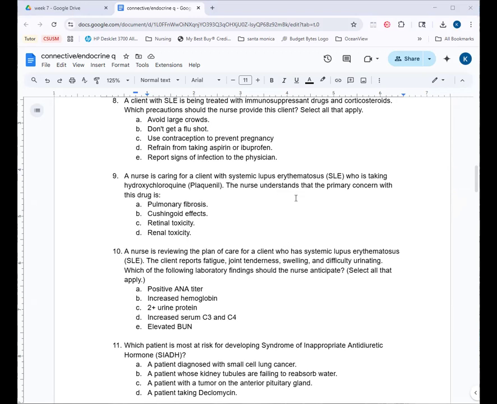Oh, my eyeball was itchy. Sorry. Okay. Number 8, a client with SLE being treated with immunosuppressant drugs and corticosteroids. Which precautions should the nurse provide this client? Select all that apply.